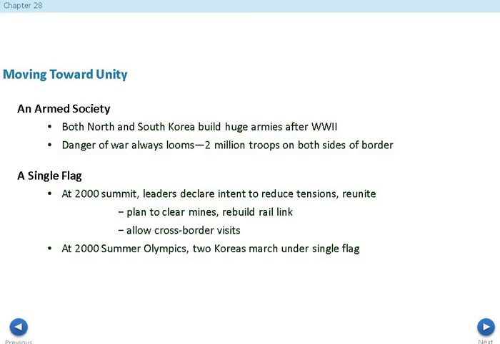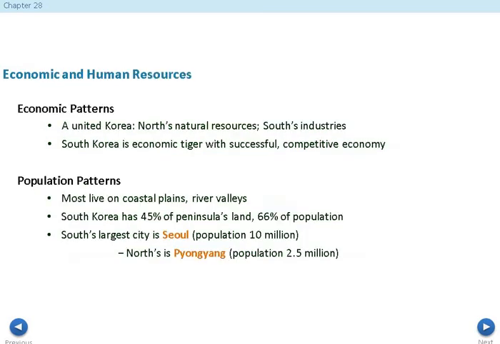But the danger of war is always looming. About 2 million soldiers and troops on both sides of the border are going to be around. Now, in the 2000 summit, what we see is leaders declare an intent to reduce tensions. They plan to clear mines, rebuild rail links, and allow cross-border visits. It goes so far that in the 2000 Summer Olympics, the two Koreas are going to march under a single flag. It's interesting now, back in 2017, 2018, we see them drifting further and further apart because of some missiles and things like that. But at one time, there was talk about reunification.